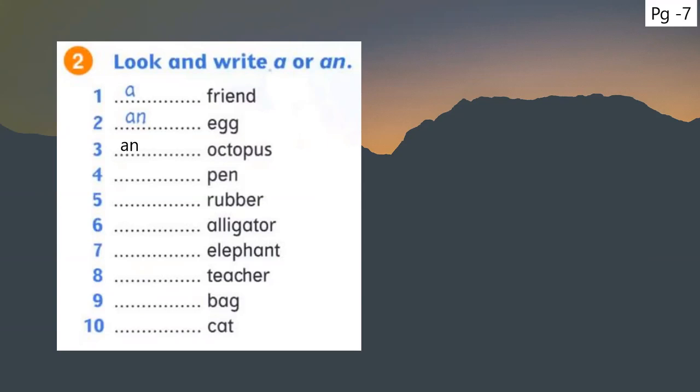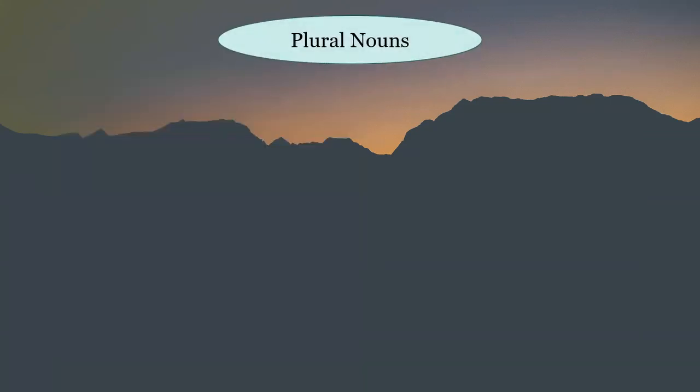So let's go next. Where is the answer for number four? Number four is a pen and a rubber. Yes, a rubber. And next one, alligator, an alligator. Elephant, an elephant. Teacher, a teacher. Bag, a bag. Cat, a cat. So for elephant, alligator, octopus, we have to use an. Octopus also like that. Okay, if you have done, we are going to do the next one.